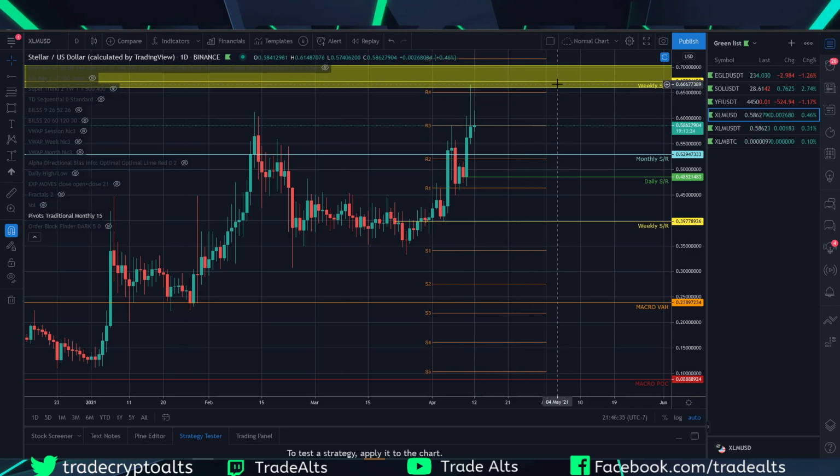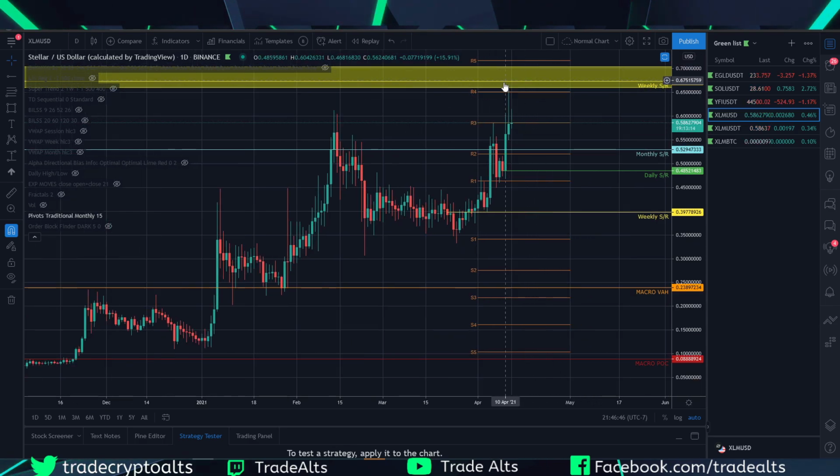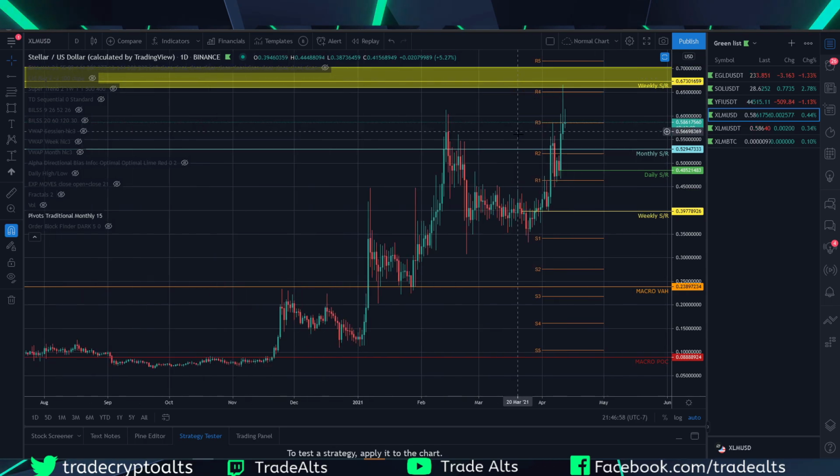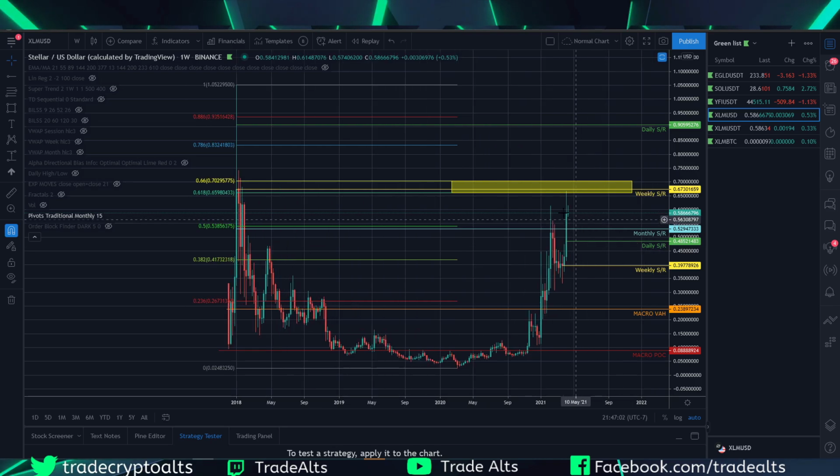You have the weekly from 2018. You have your macro golden pocket. You have your R4 monthly pivot. There's quite a bit of things lining up in this general region to tell you that this is a nice area to take profit if you're on long, or just a nice area to be aware of. That being said, obviously if you clear this zone, I'll pull back to a weekly. You pull this zone, here's your fibs.